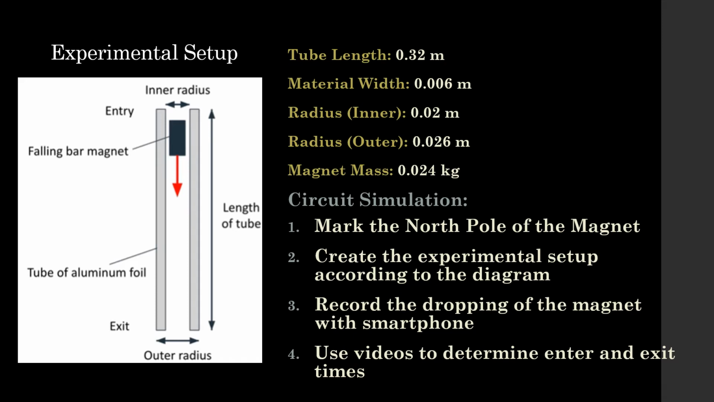The procedure for this experiment is also included below, and what we did was mark the north pole of the magnet. We created the experimental setup according to the diagram on the left, as I recounted earlier. We recorded the entire dropping of the magnet with a smartphone, and we used the videos to determine the enter and exit times and calculated the total time that the magnet took to fall by doing this.